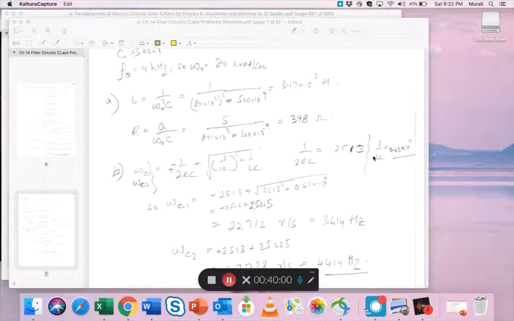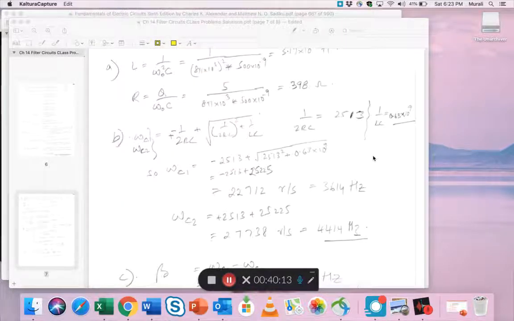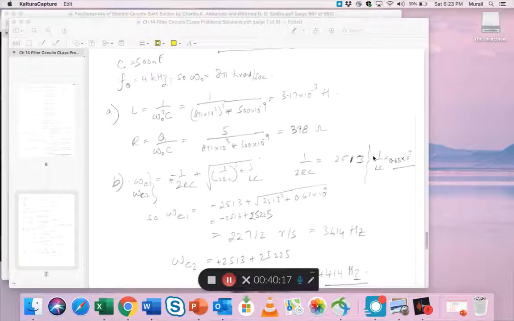Part B, find the corner frequencies. Here I'm sticking with the RC methodology. So, well, it's RL, I apologize. Yep, I think that's RL. Yeah, it's R by, hold on, let me confirm, I don't want to give you the bad information.